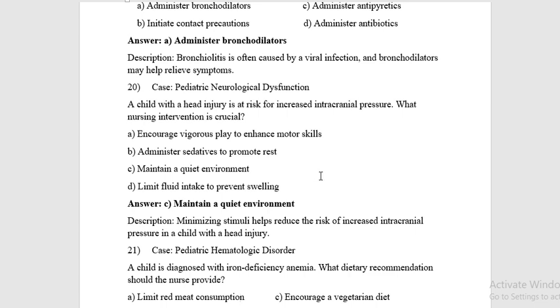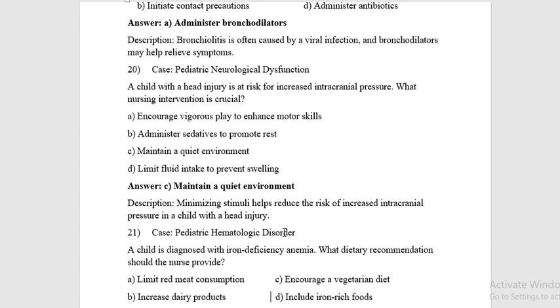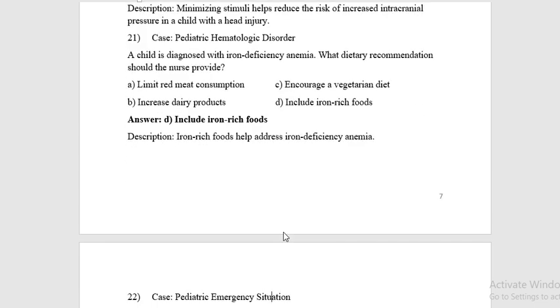Choice C is the best answer. Maintaining a quiet environment. Minimizing stimuli helps reduce the risk of increased intracranial pressure in a child with head injuries. So the answer is C.